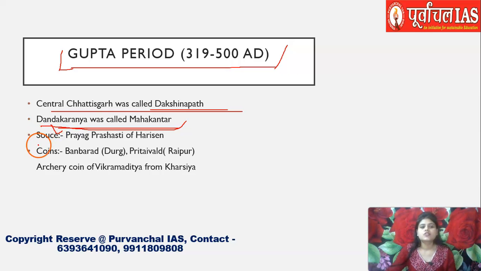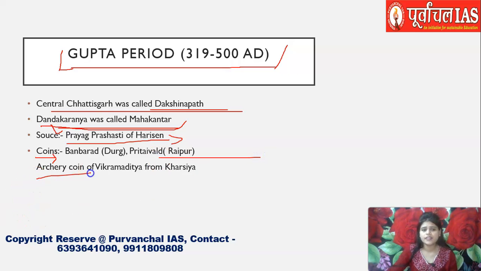The source we get is from the Prayag Prahasti of Harisen. In the beginning I told you that a lot of what we came to know about this Gupta Empire in Chhattisgarh is from this Prayag Prahasti. Again we have coins, because of course our information is based on archaeological sources. So coins have been found from Banbarad, Durg and Pritawald from Raipur. And there is an archery coin found from Kharsia of Raigad district, and it is said that this coin is of Vikramaditya.